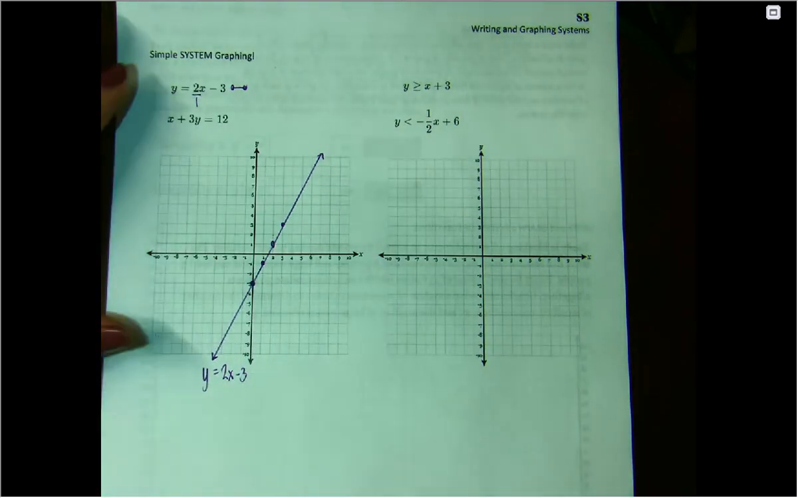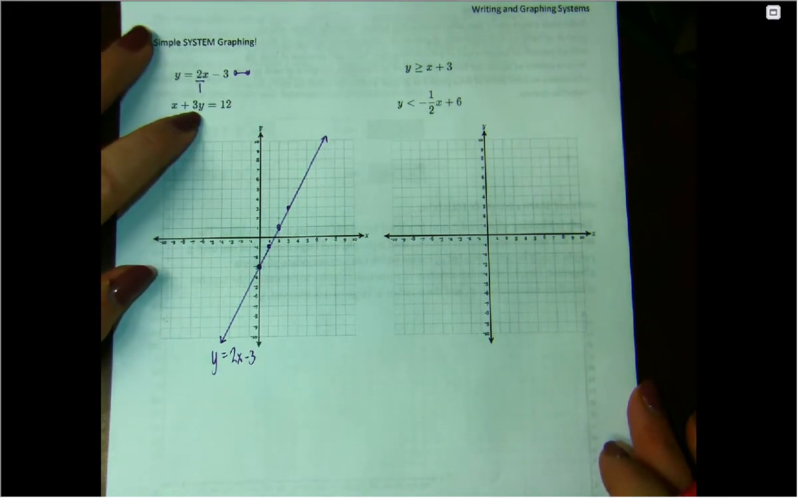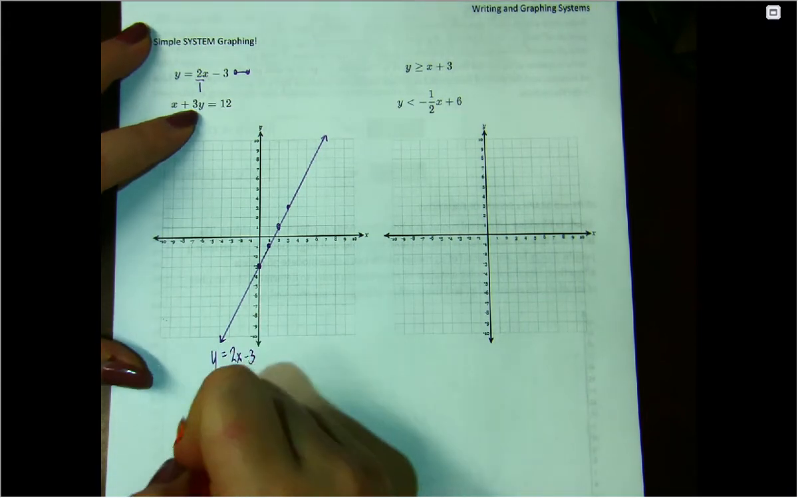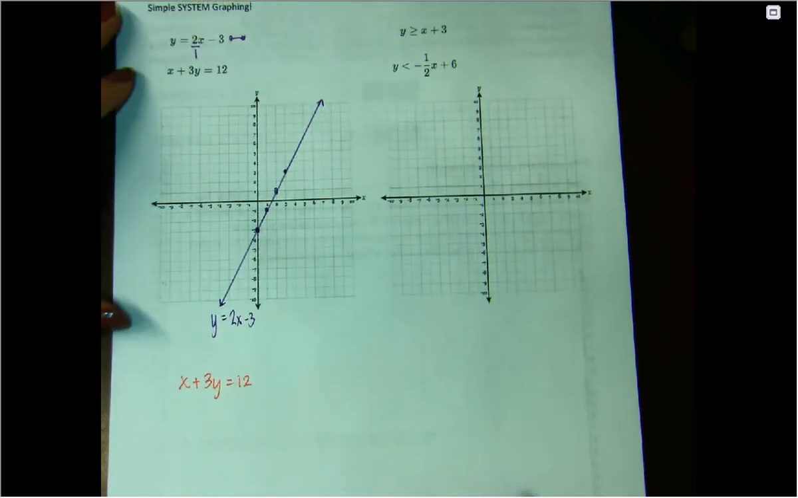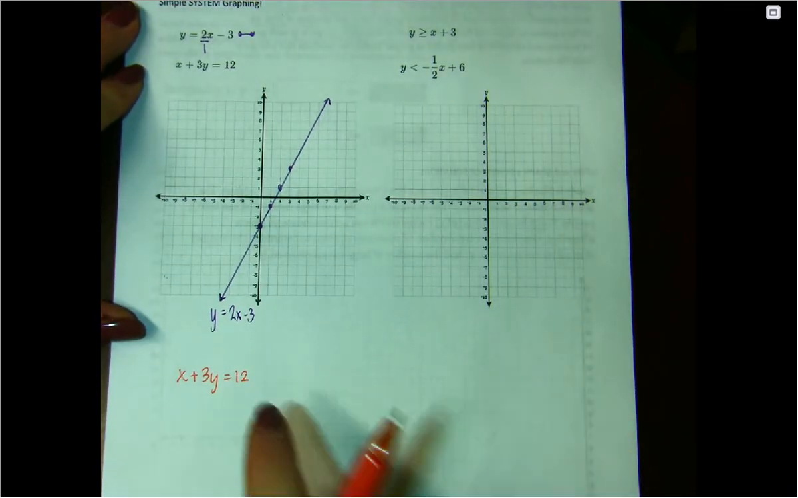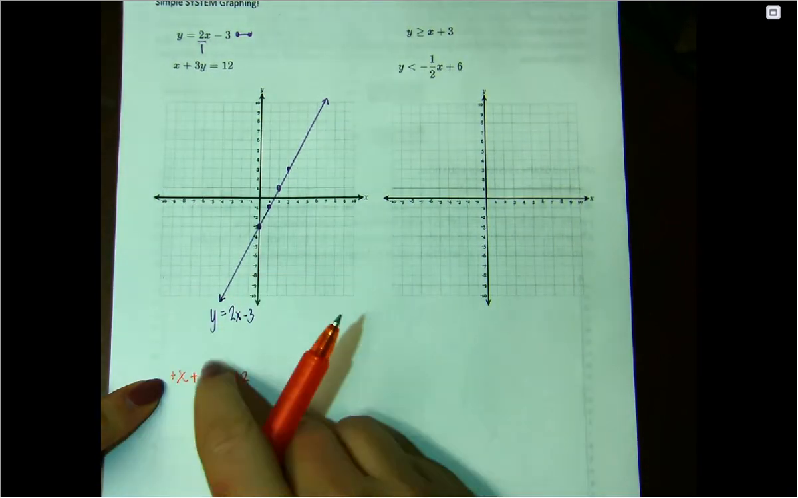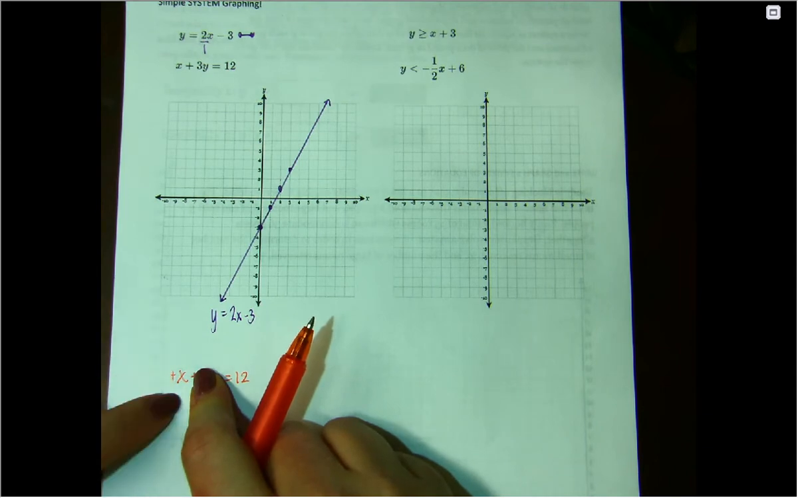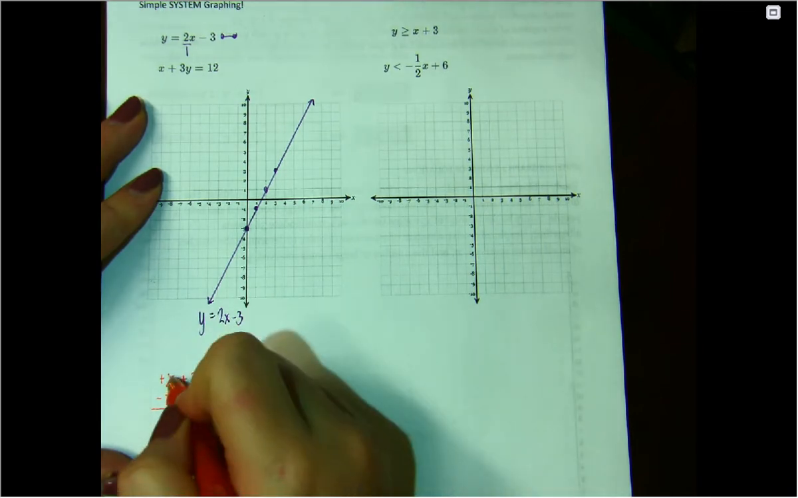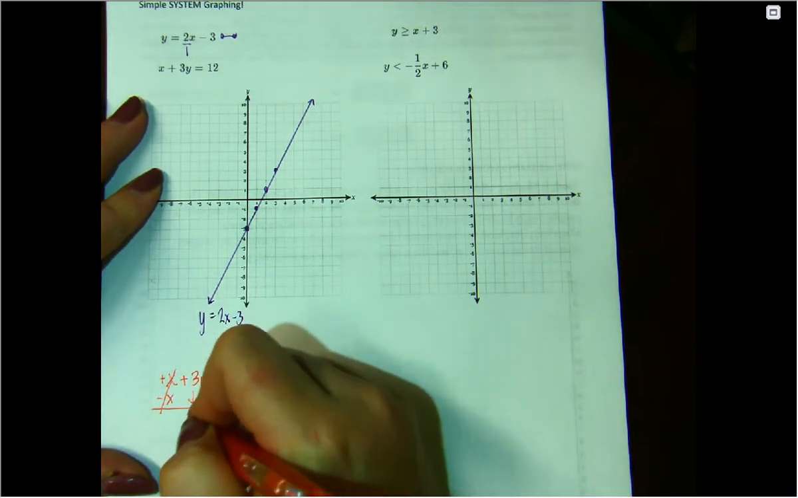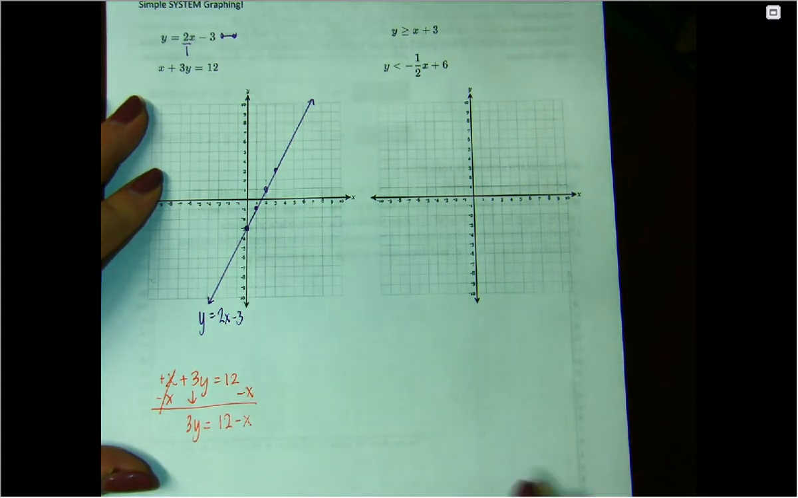Second line I have, notice it's different formatting, okay? I don't have y all by itself, so that means that I have to get y all by itself. So I'm going to solve it down here. Alrighty, and the first thing I want to do is I'm trying to solve for y. So I'm going to cover y, and in front of the x, I don't see a plus or a minus, so that just means it's plus. So I need to move it over. So minus x on both sides. Okay, this goes away. The 3y is going to come down, and I get 12 minus x on this side.